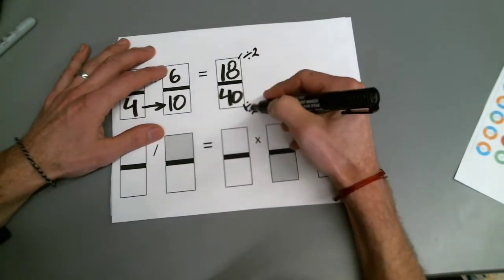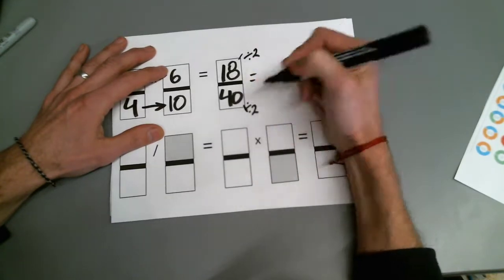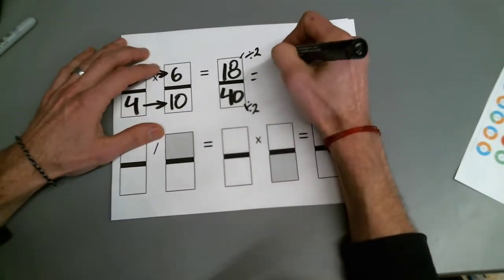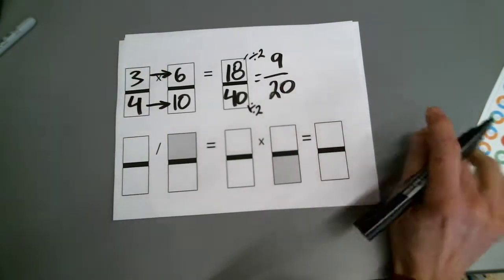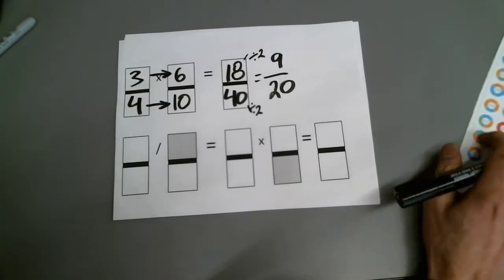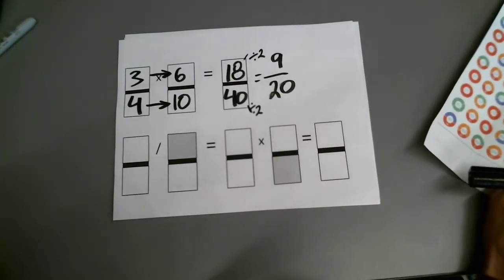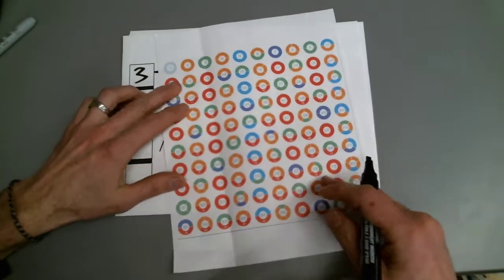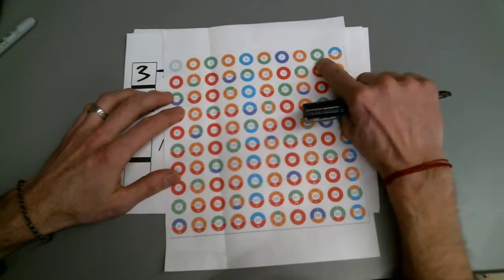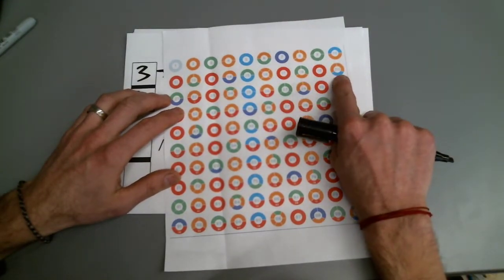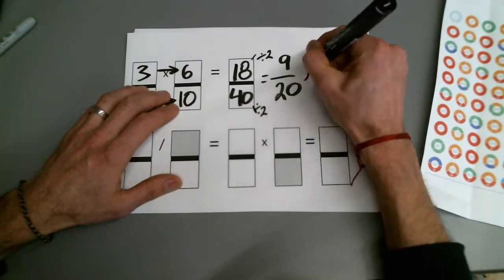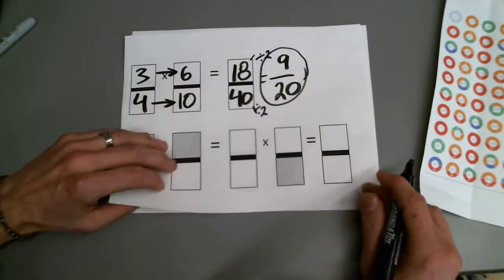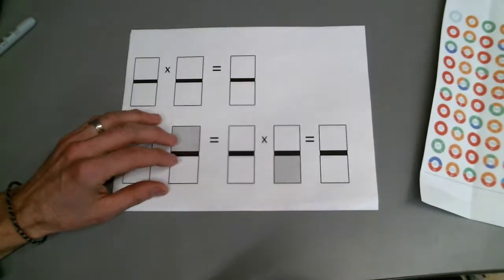But you notice what I just did? Whatever I do to the top, I have to do to the bottom. So 18 divided by 2 is 9. 40 divided by 2 is 20. Now, is there a number that goes into 9 and 20? Well, remember this little thing? Let's take a look. 9 is green. Does 20 have any green on it? Oh, this is why this is going to be your best friend. They do not. This is the smallest fraction I can make. So 9 over 20, that's my smallest fraction.